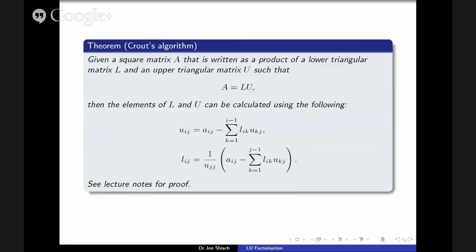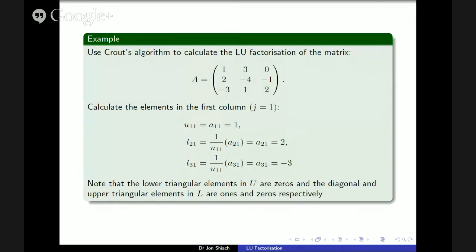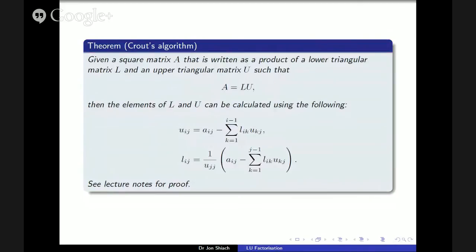Okay, so that's Crout's algorithm. So we've got the same matrix as before, but this time I'm going to use Crout's algorithm to calculate the LU factorization. Essentially, we're going to keep referring back to these two equations.